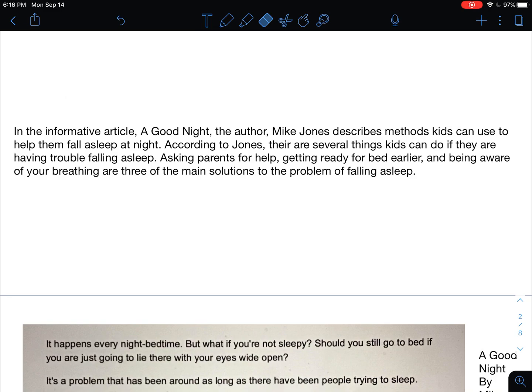You can use this, you can stop the video at the end, and you can use this as an example for when you read your article now and you write your introductory paragraph.